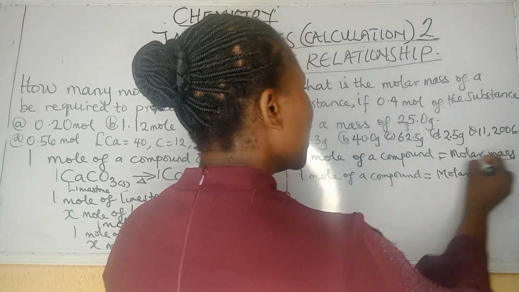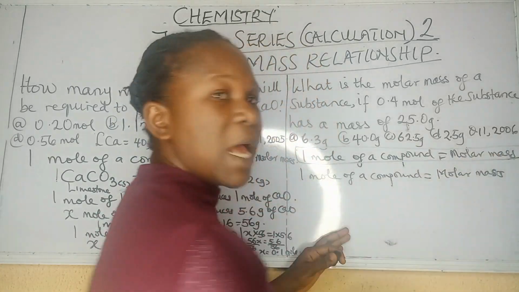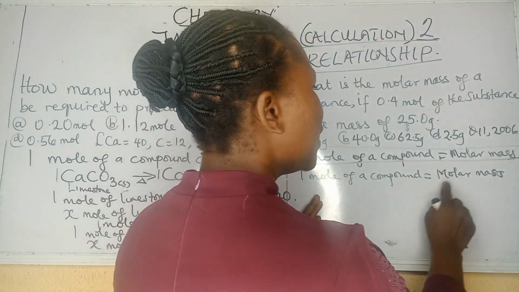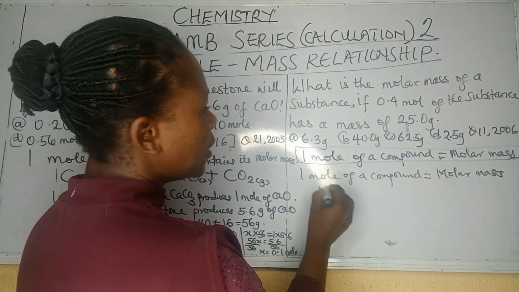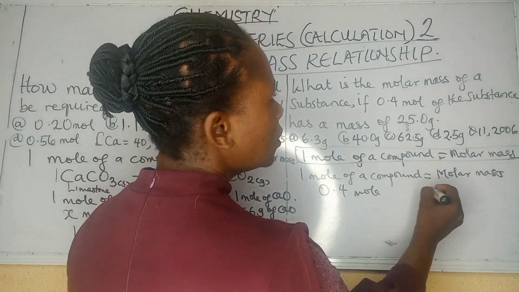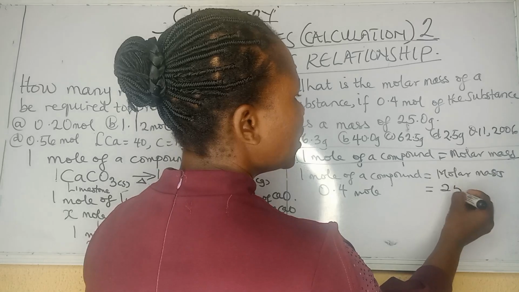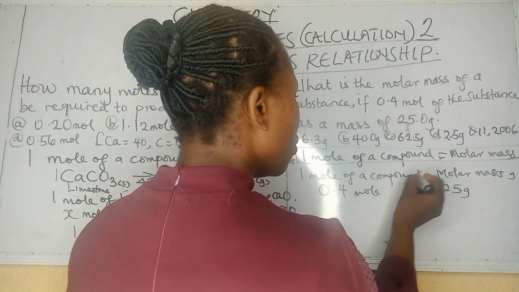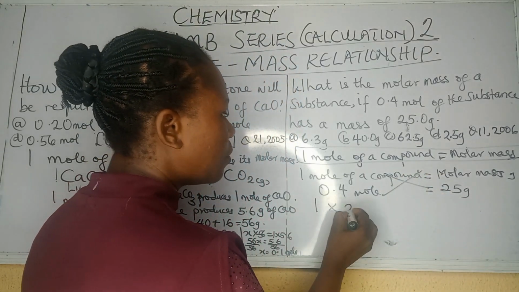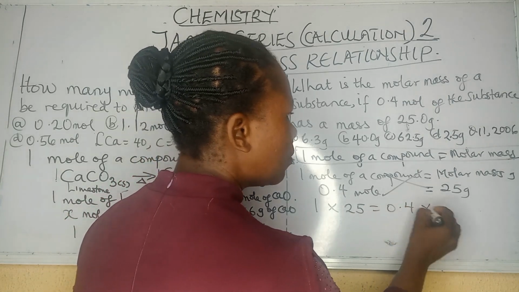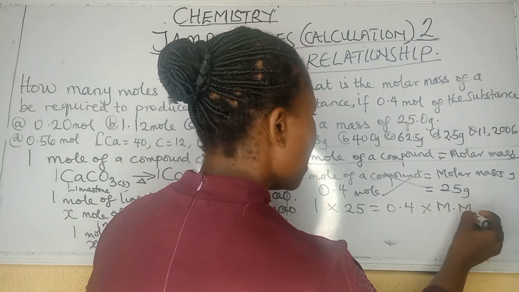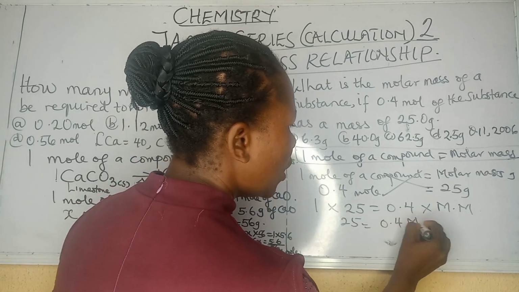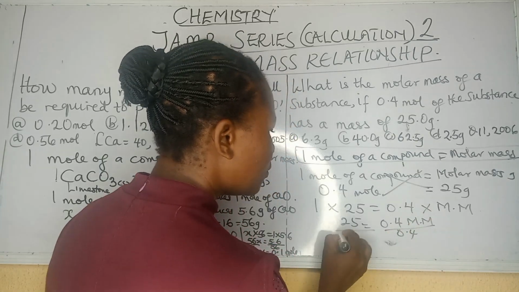Don't forget, the first sentence here is from the rule of mass to mole relationship. Fortunately, we were asked a similar question on that. So 1 mole of a compound is its molar mass. Therefore, 0.4 mole of that compound is its what? Is 25 gram. Don't forget, molar mass is always in gram per mole as well. So if you cross multiply, 1 multiplied by 25 equals 0.4 multiplied by the molar mass. We end up having 25 equals 0.4 molar mass. Dividing both sides by 0.4.